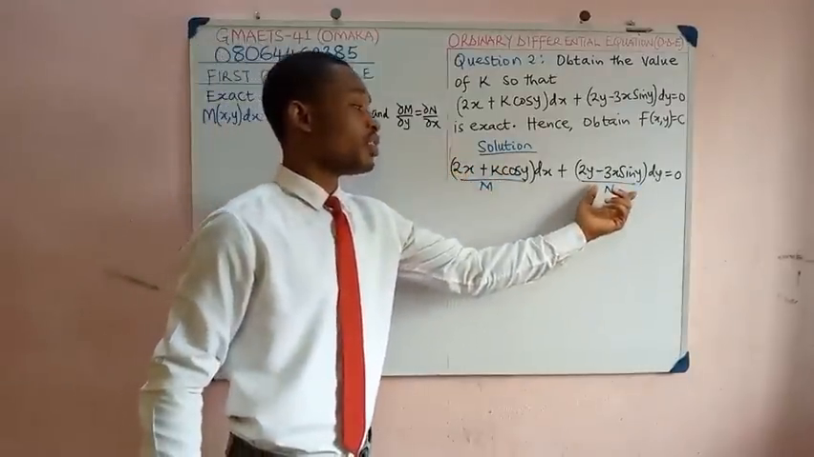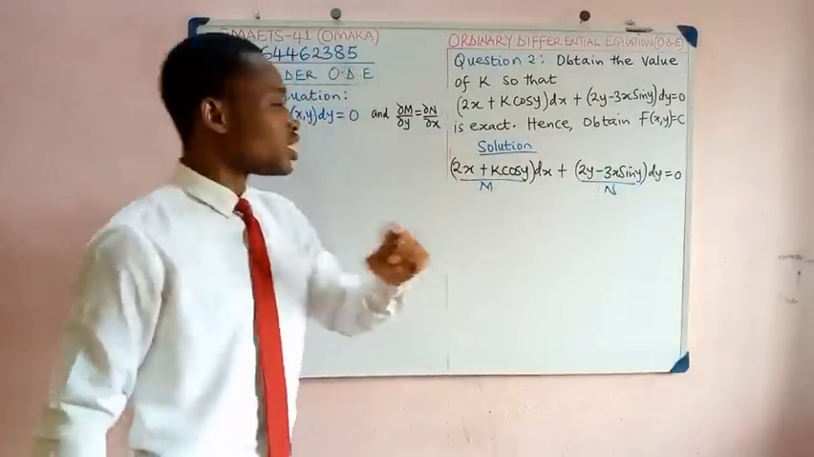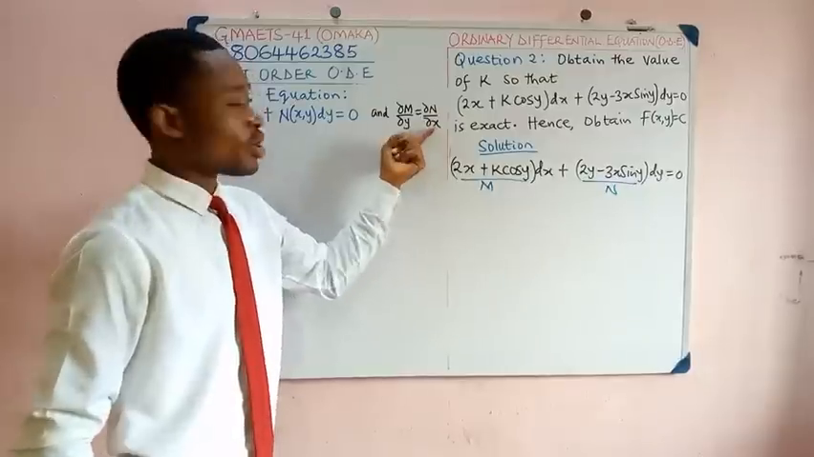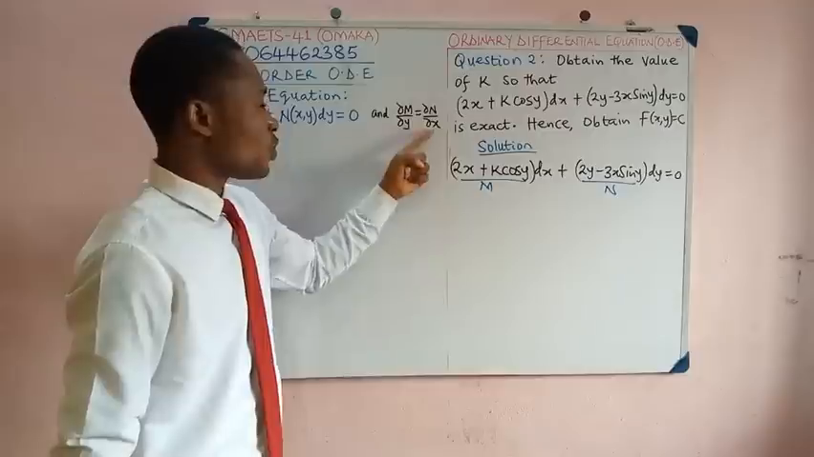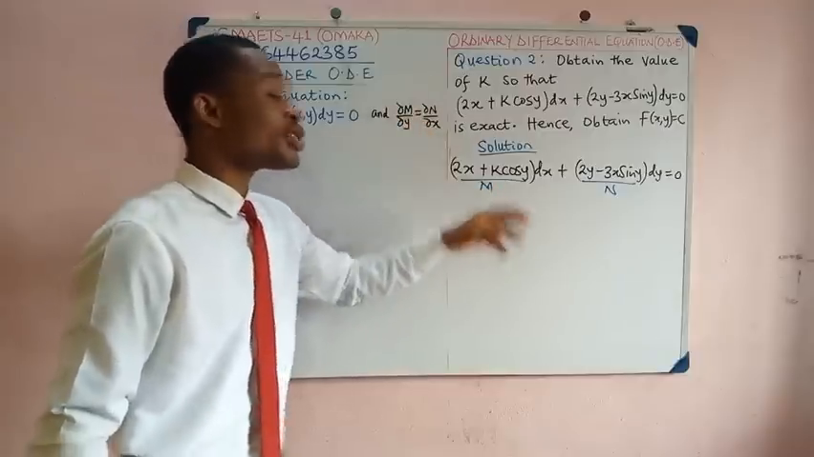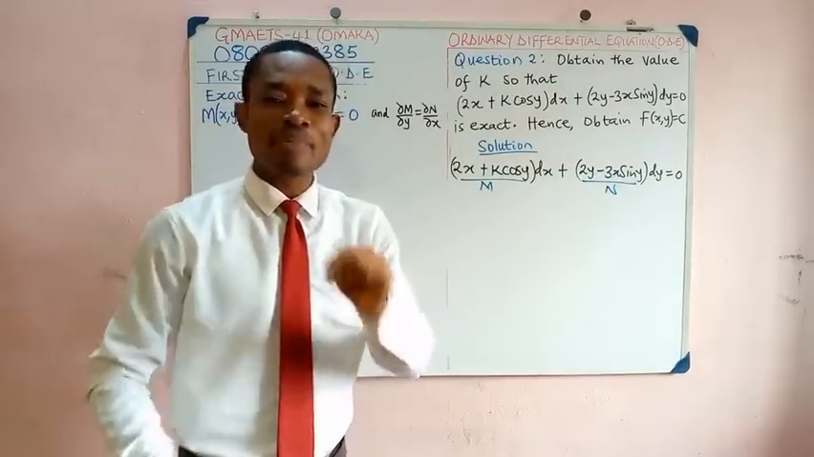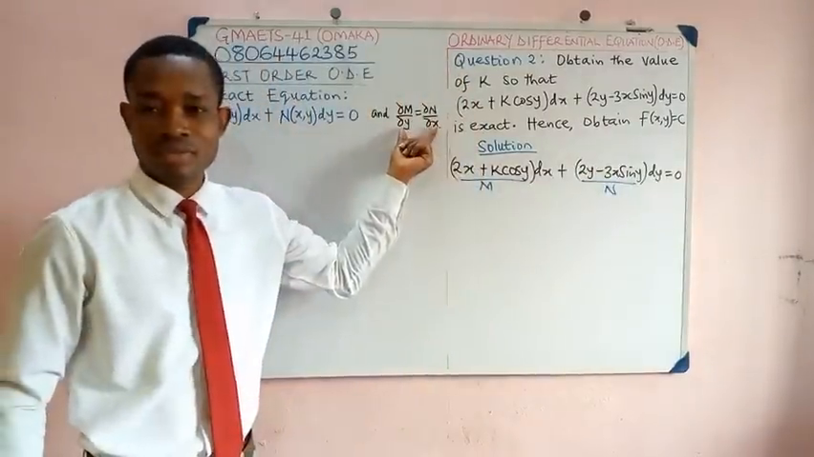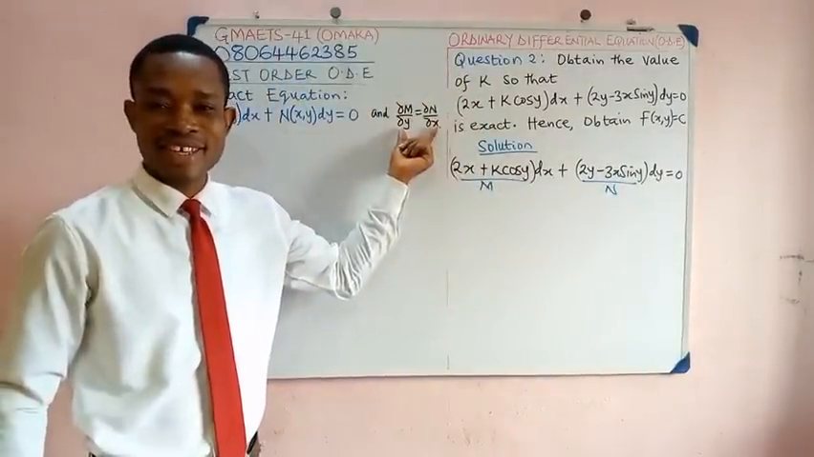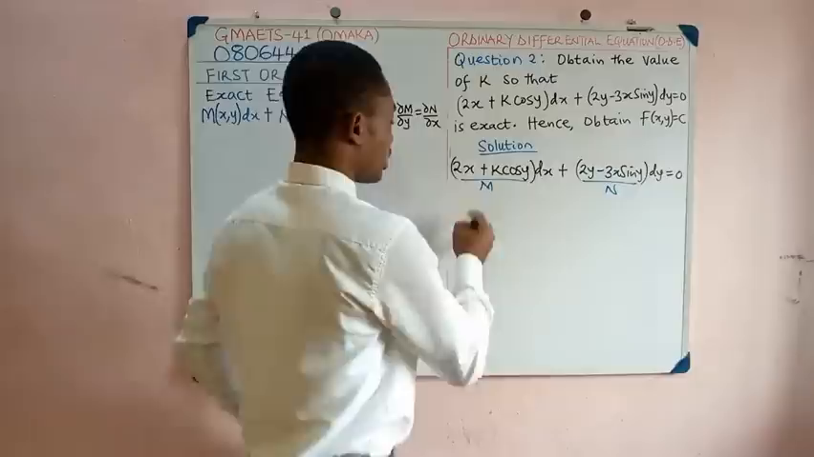Now we are going to take the partial derivative of this and equate them using the condition for exactness. So we're going to take the partial derivative of M with respect to y, take the partial derivative of N with respect to x, equate both of them and then solve for k. We are doing that because for this equation to be exact, it must satisfy this condition. This is the condition for exactness. So let us find out what we're going to get.